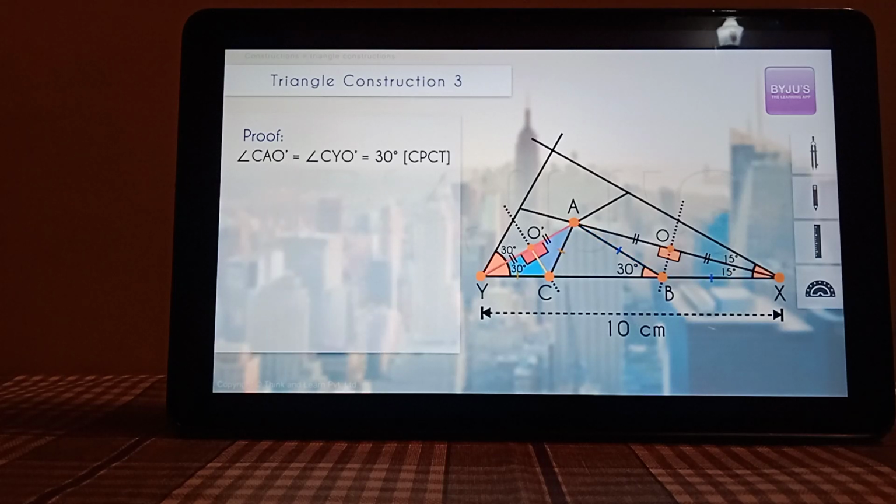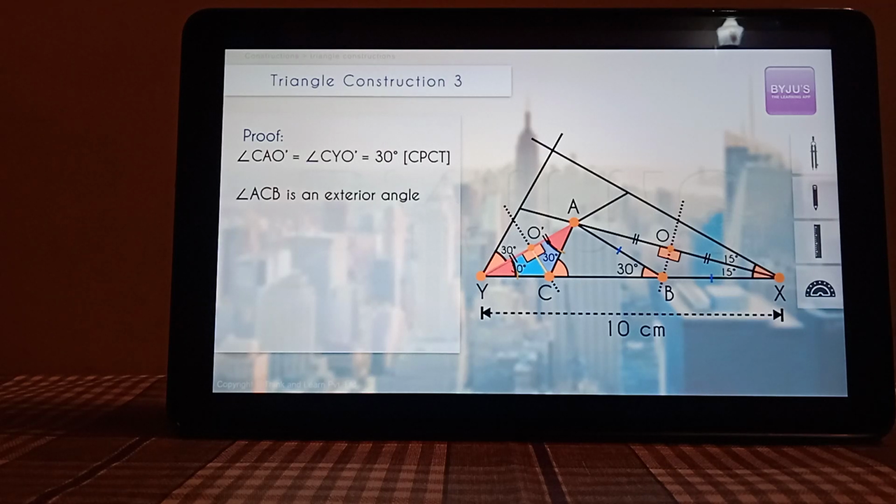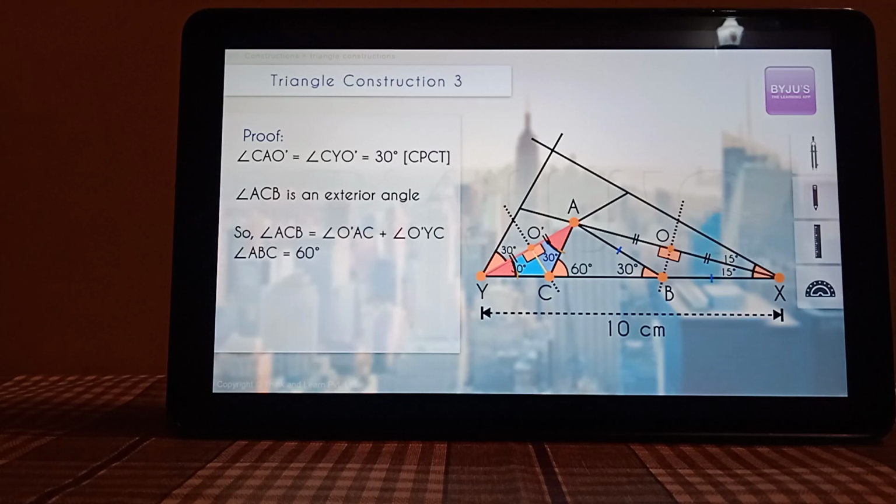Angle C, similar way, come back to these two triangles. They are congruent, so these two angles are going to be equal, CPCT, which means angle C is the exterior angle of triangle YAC. So the value of angle C will be the sum of this angle plus this angle. That is nothing but 30 plus 30. So angle C will be 60 degrees. That is what was given to us in the beginning, correct?